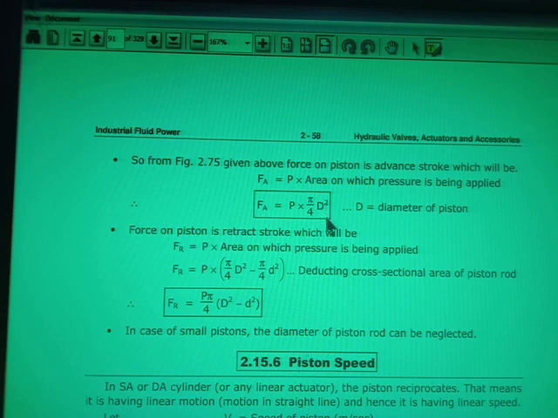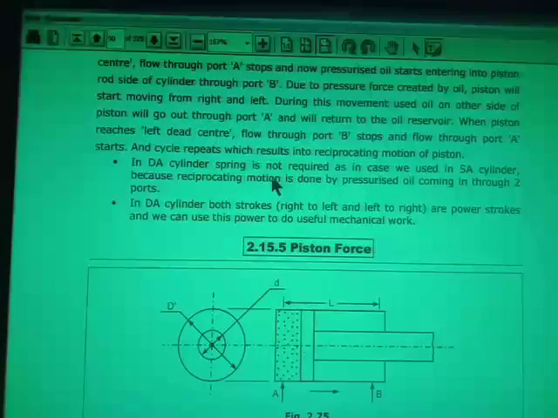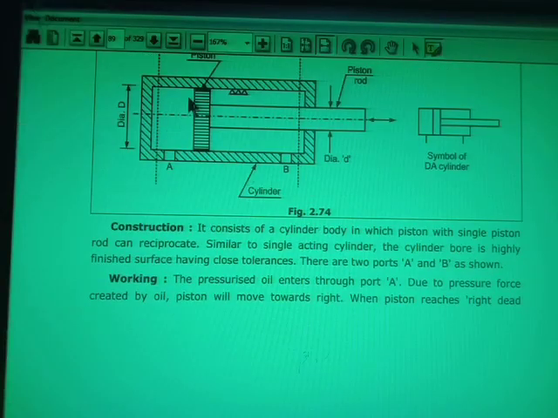Here d means the capital D. You see here, the oil I want to send from here. So from this direction the oil will come, and this complete area will be subjected to the pressure. So this is pi by 4 capital D square, which is the diameter of the piston. So force will be pressure into this area, pi by 4 capital D square.